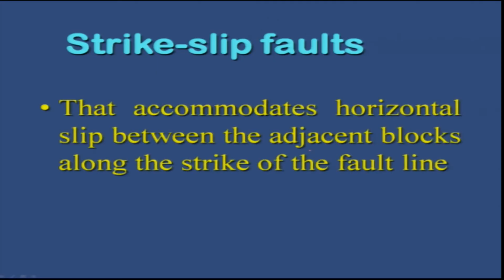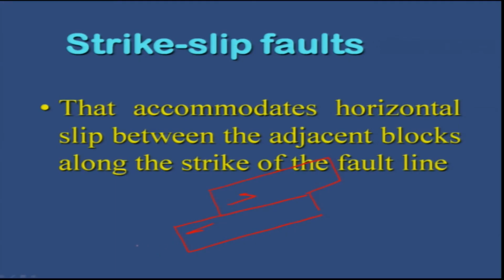Then coming to the faults which take place as strike slip faults. So let us talk about these different types of strike slip faults. Now a strike slip fault accommodates horizontal slip between the adjacent blocks along the strike. So if this is the strike, the movement is seen taking place along the strike. Suppose the movement has occurred like this here, so this block has moved in this direction compared to this one. Okay, so this block has moved in the other direction.